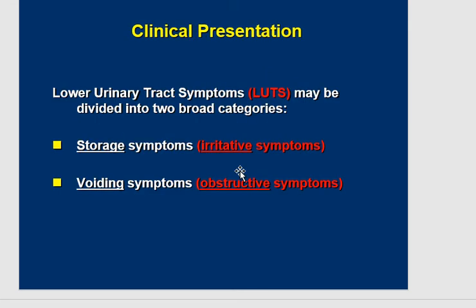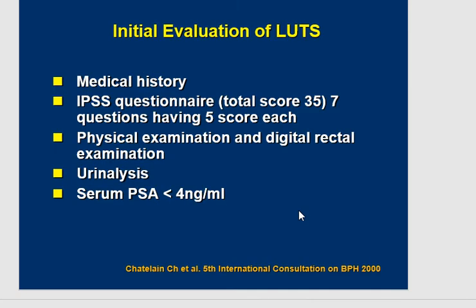What is the clinical presentation? There are two sorts of symptoms. One group is called irritative symptoms, another group is called obstructive symptoms. So how should these lower urinary tract symptoms be evaluated?